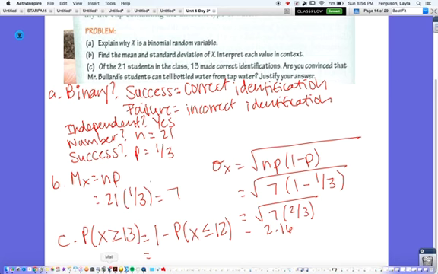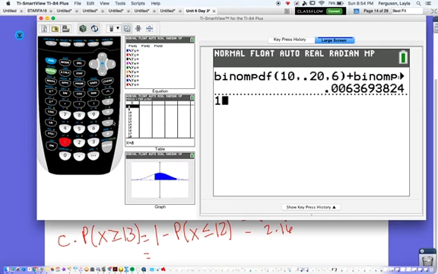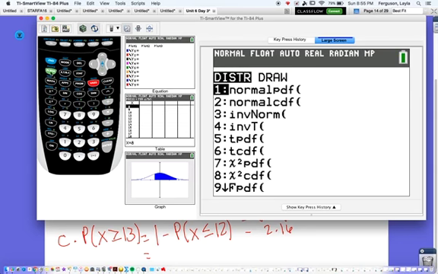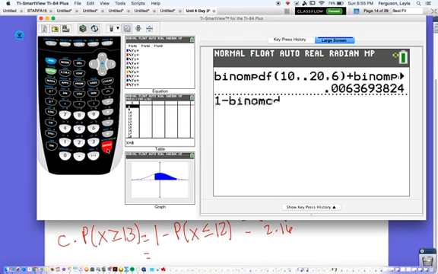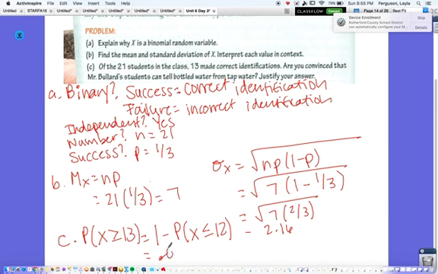And so we could go on our calculator, and we could say 1 minus, because it's a less than or equal to, we would do second vars. This time we would do alpha b, because alpha b would give us binomial CDF. Our number of trials would be 21. We said that our probability would be 0.33, or approximately 1/3, and we're looking at x values that are 12 or less. So then we could do 1 minus all of that, and we would get 0.0068.